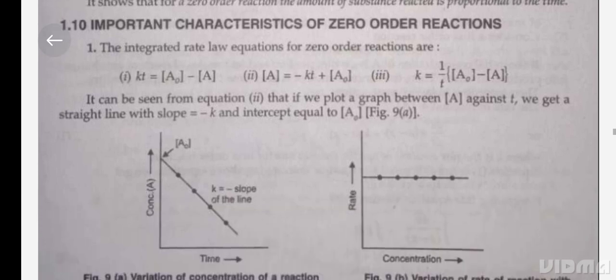Important characteristics of zero order reaction. The integrated rate law equations for zero order reactions are Kt is equal to A naught minus A, which is equal to minus Kt plus A naught, and K is equal to 1 by t times A naught minus A. It can be seen from the equation that if we plot a graph of A against t, we get a straight line with slope minus K and intercept equal to A naught.